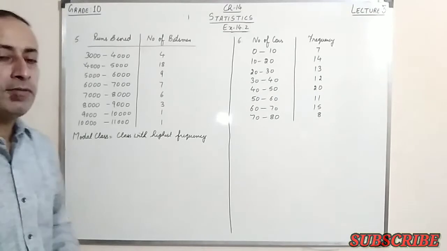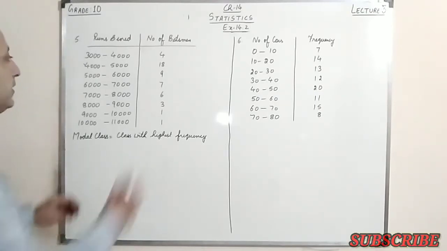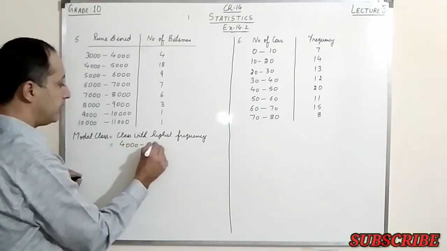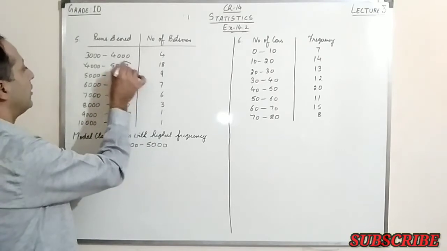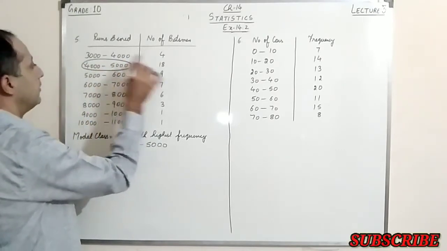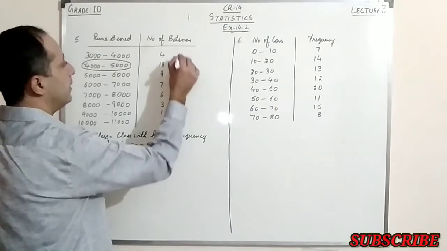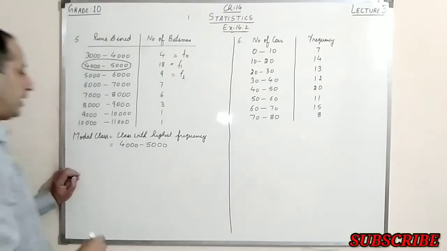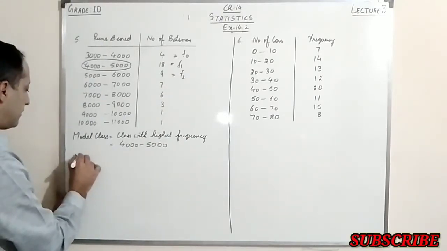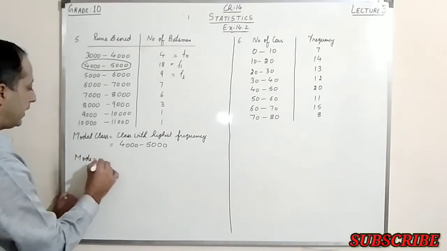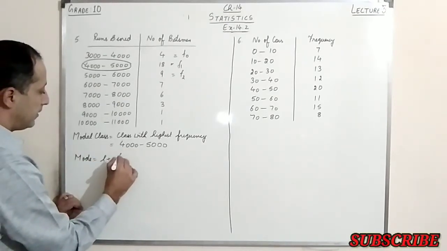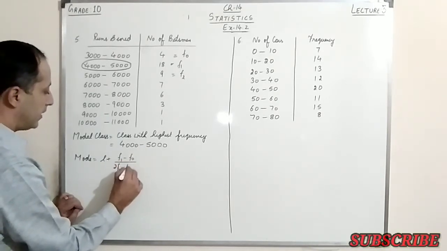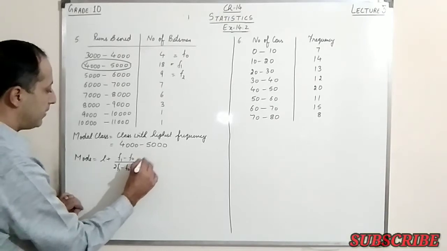Now the first step obviously is to find the modal class, the class with the highest frequency, and that is 4,000 to 5,000. So this is our modal class. Now what next? This is our F1, that is the class. This will be our F0, and this will be our F2, right? So let's find the mode now. That is L plus (F1 minus F0) upon (2 F1 minus F0 minus F2) multiplied by H.